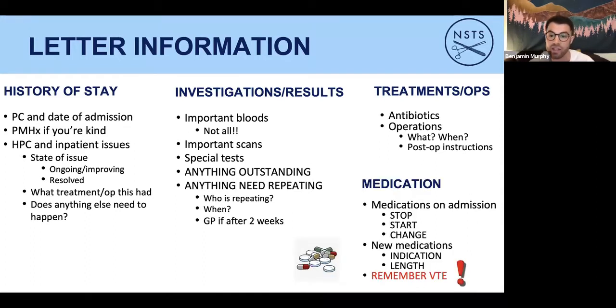And then the medication, which usually takes the longest, to be honest. Have a look at what they came in on. Have we stopped anything since they've come in, have we started anything new, or have we changed any doses of any of the medicines that they were on already? And if you have started any new medication, what have you started it for? That's really important, because otherwise the GPs just have no idea. And how long is it going to go on for? And don't forget any VTE after surgery.